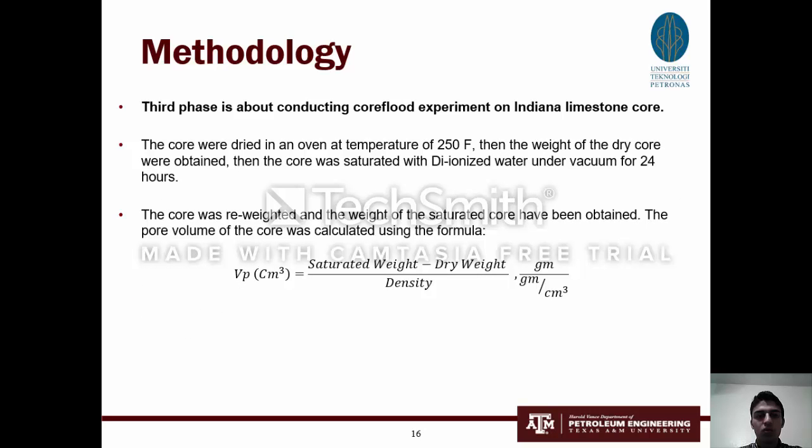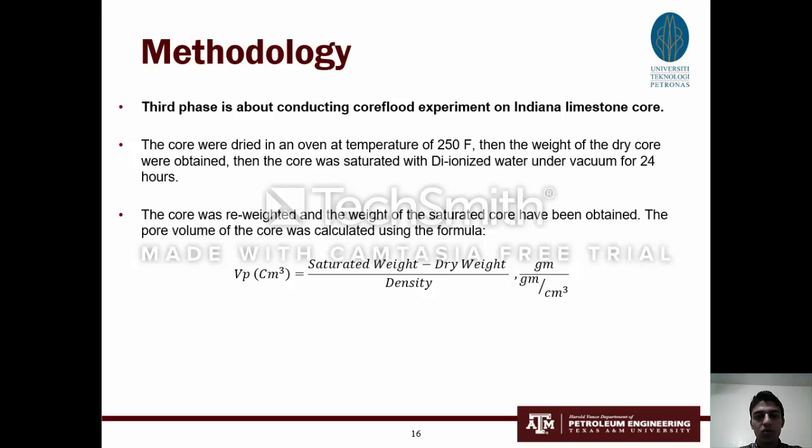The core was oven-dried at a temperature of 250 Fahrenheit. Then the weight of the dry core was obtained. Then the core was saturated with DI water under a vacuum for 24 hours. The core was re-weighed and the weight of the saturated core was obtained.